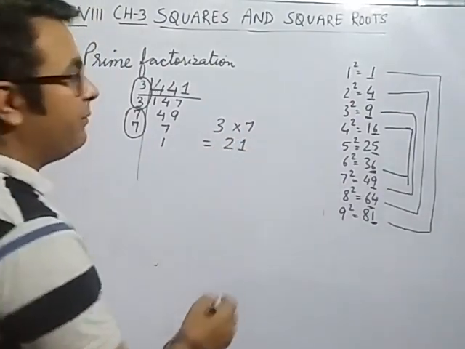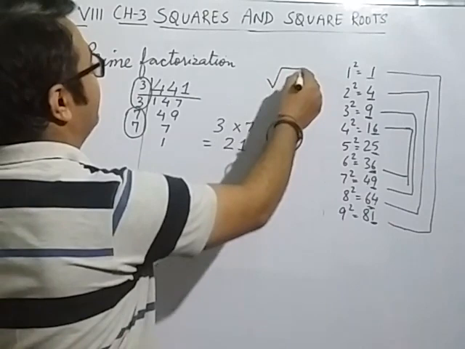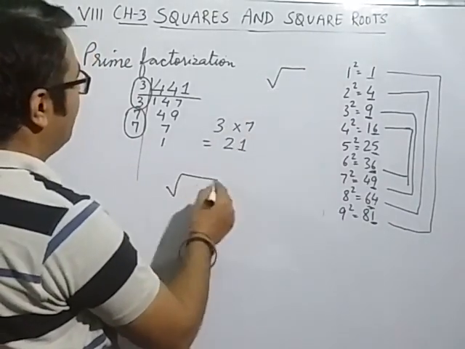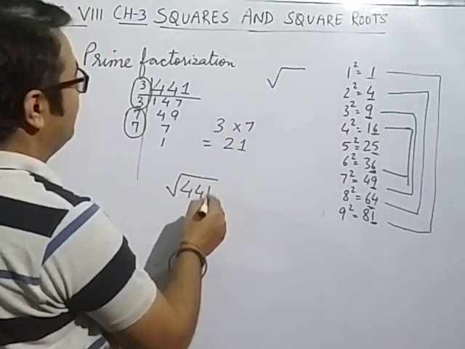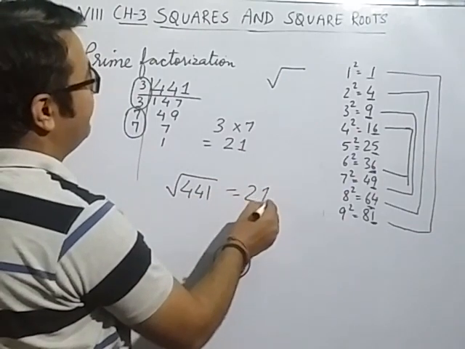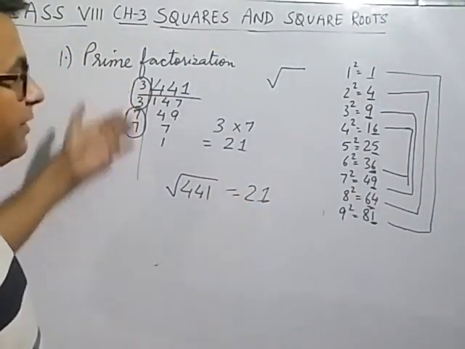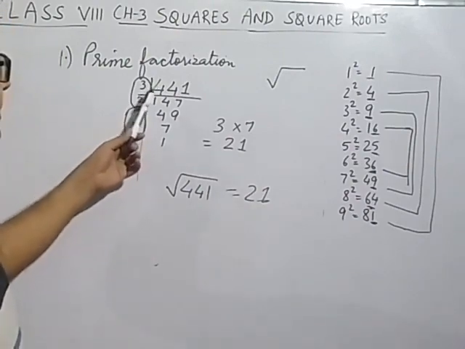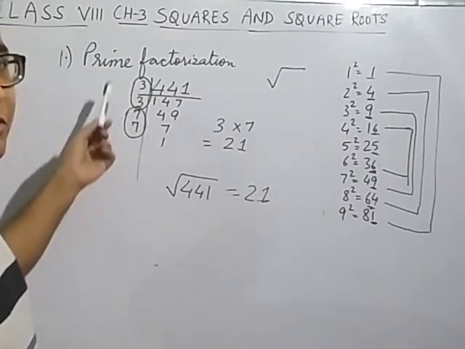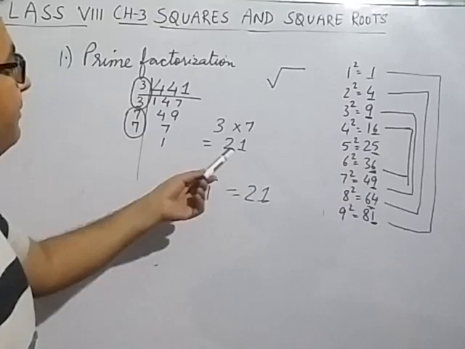Square root is noted by a special symbol, this. So I can write square root of 441 is equal to 21. This method is called the prime factorization method, where we first find the prime factorization of the given number and then we make the pairings of 2. Then we multiply the product.